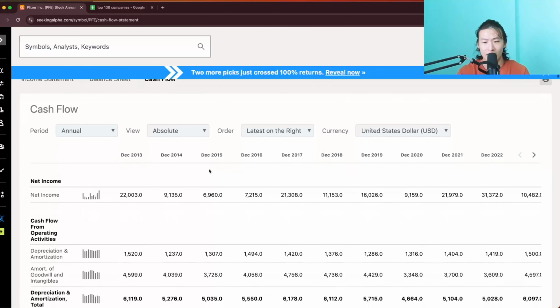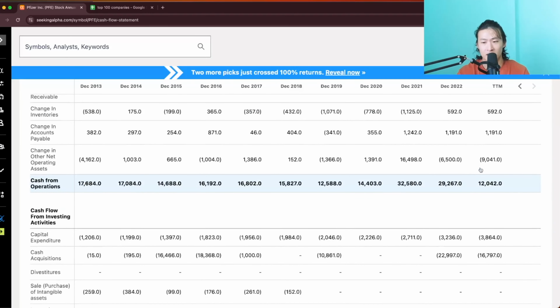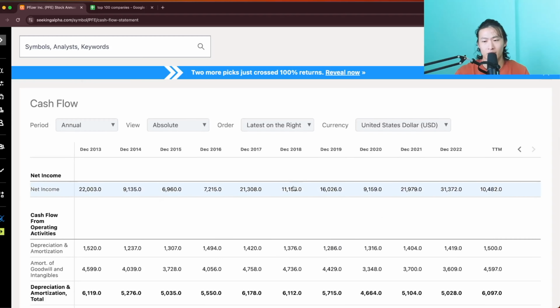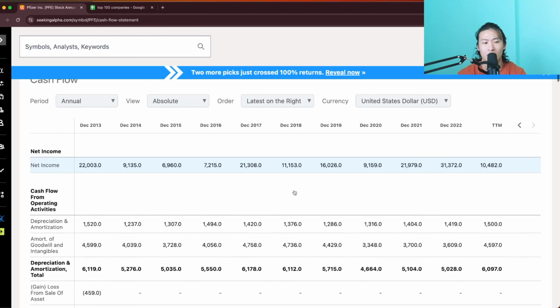Finally, let's take a look at their cash flow. In their trailing 12 months, they have a net income of 10.4 billion, cash from operations at 12 billion, and a levered free cash flow of 5.6 billion. Which is actually way lower than their pre-pandemic numbers, with the exception of 2018, where they only did 1.3 billion in free cash flow. In 2018, they still had a net income of 11.1 billion, so there could be one-off items that required them to actually fork out like 10 billion.